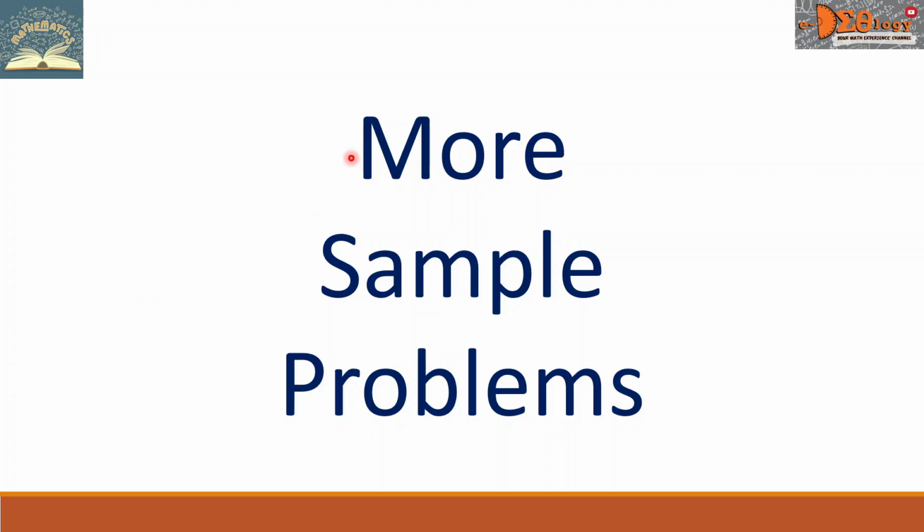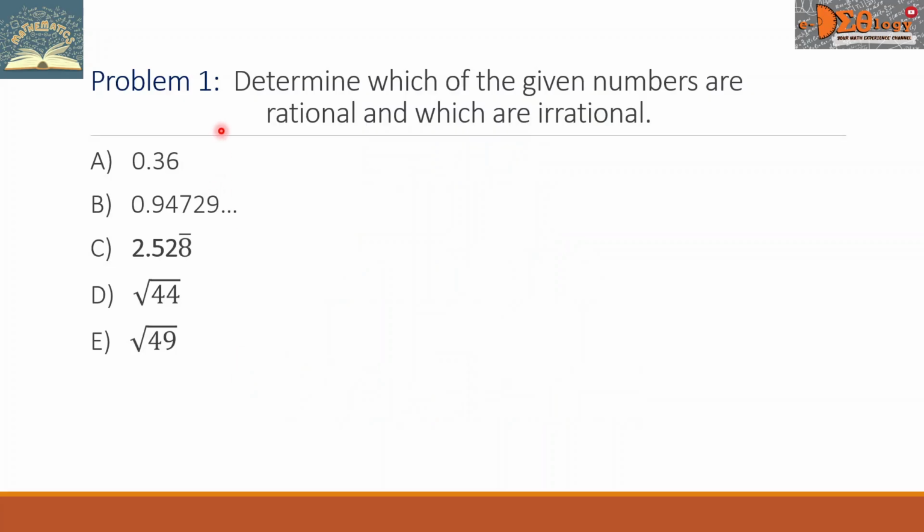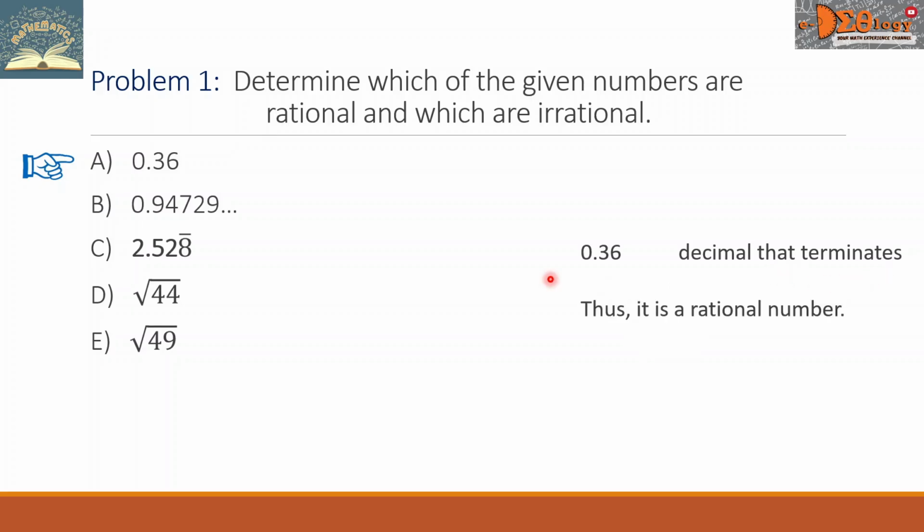Let us have more sample problems. Problem 1. Determine which of the given numbers are rational and which are irrational. We have here 5 numbers. Let's begin with letter A, 0.36. We know that this is a decimal that terminates or stops. Immediately we conclude this is a rational number.